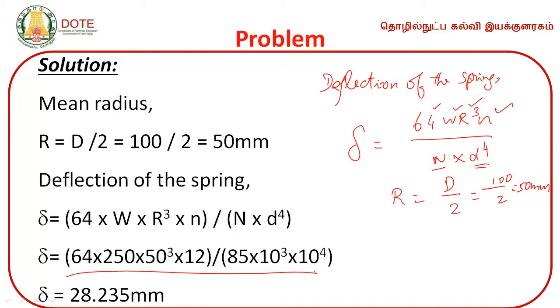We have got the value of deflection. What is the value? Deflection is equal to 28.235 mm. This is how we can calculate the value for deflection of the spring due to the applied axial load.